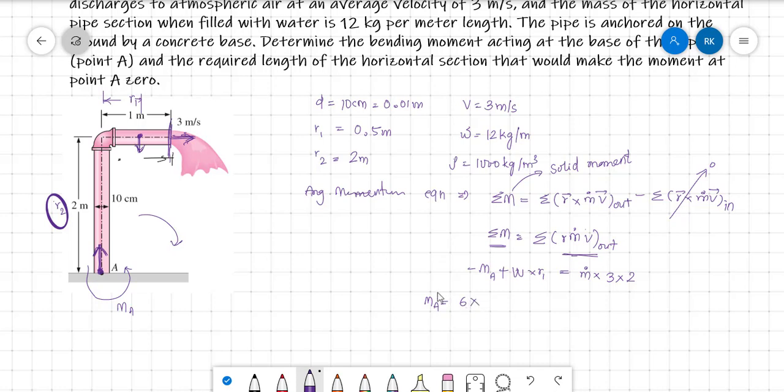What is m dot? M dot is equal to rho A V. So density is 1000 kg per meter cube, and area of cross section pi by 4 into d square into velocity. So that is 3 meter per second. So m dot will be 23.56 kg per second. So m dot is equal to 23.56.